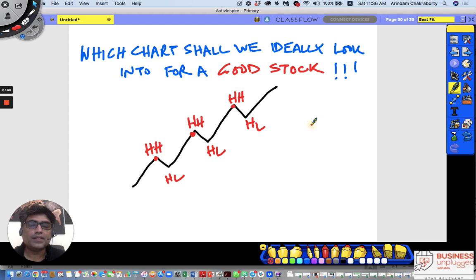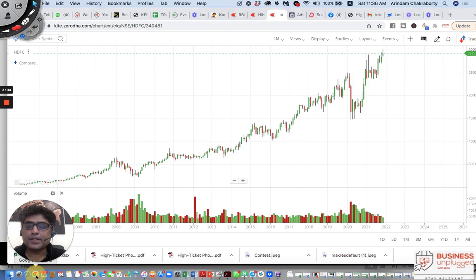So my suggestion would be that please consider the monthly chart for this. This is very important, and this is how you have to look at it. This is my perspective. You may agree or disagree, I totally leave that to you, but this is my way of looking at things which I'm sharing here. So let me share some examples.